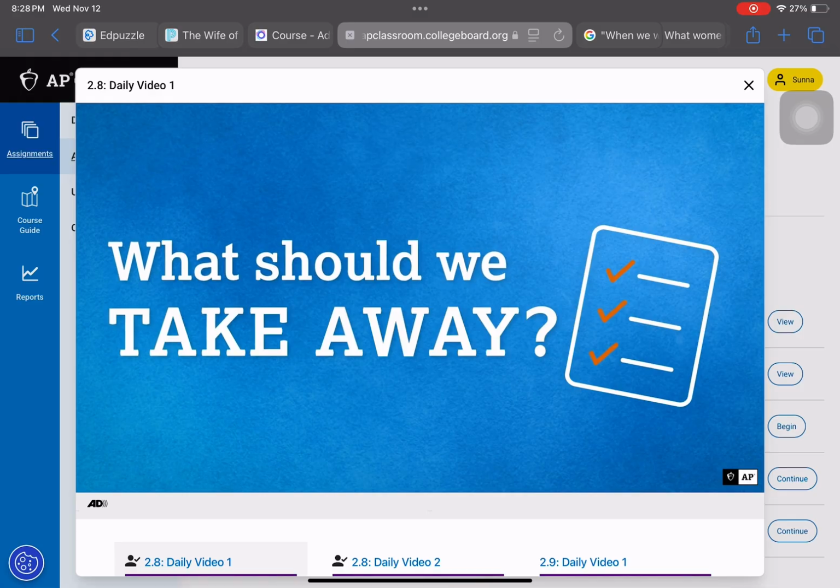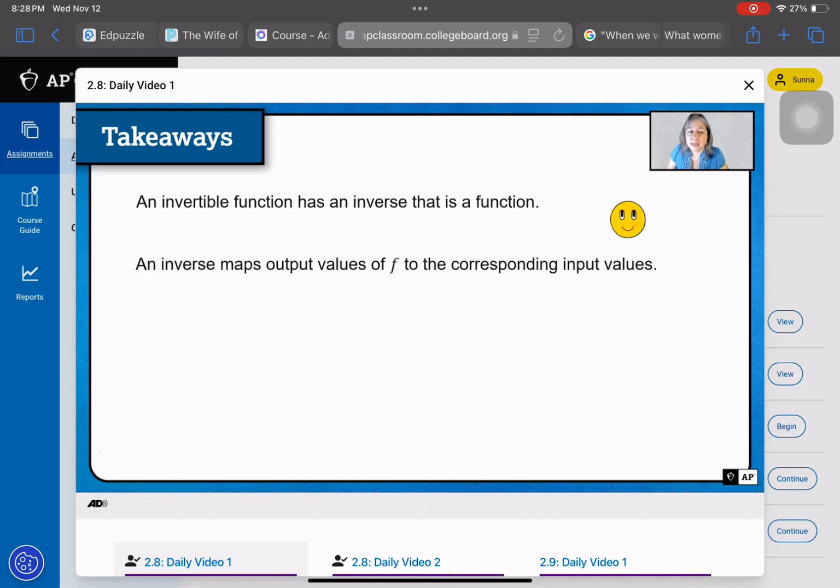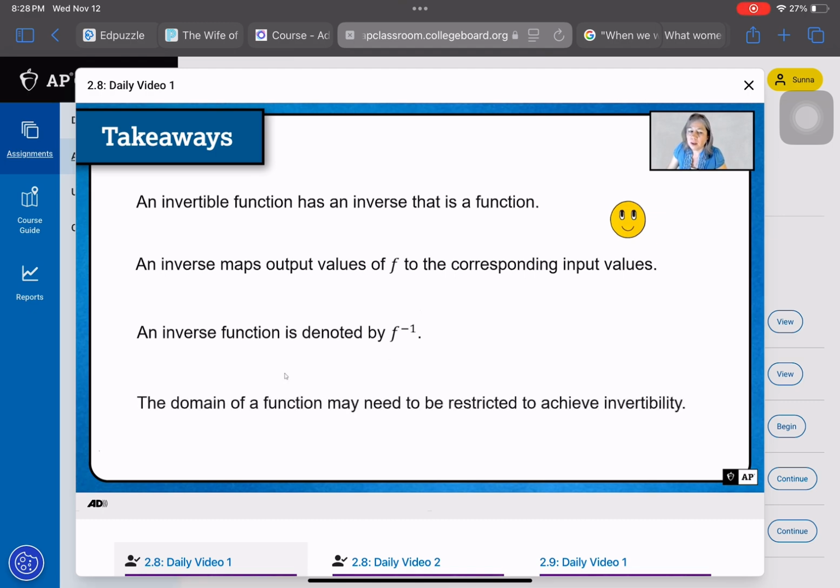What should we take away? Our takeaways. An invertible function has an inverse that is a function. An inverse maps output values of f to the corresponding input values. An inverse function is denoted by f inverse, this notation here that might be new. And the domain of a function may need to be restricted in order to achieve invertibility.